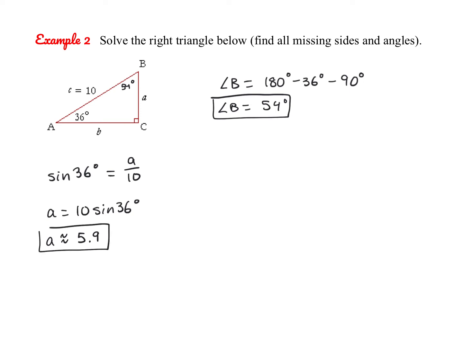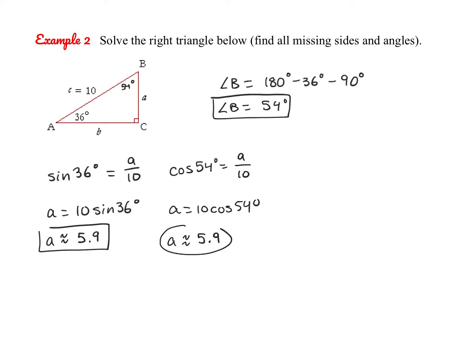So that's one way you can solve for A. But you could actually also solve for A using angle B. We could have said the cosine of 54 degrees. And if I want to solve for A, we would actually use cosine because it's adjacent over hypotenuse. So A over 10. So A equals 10 times the cosine of 54 degrees. Or again, if you plug this into your calculator and you get a decimal approximation, you get the same exact answer. So again, you don't need to do both. This is just 2 different ways that you could solve for angle A.